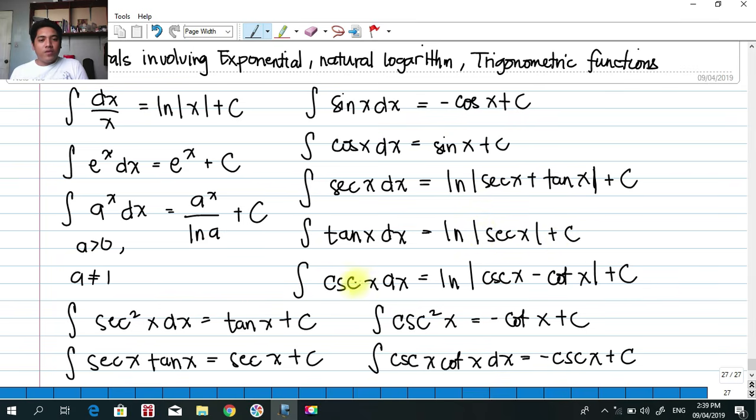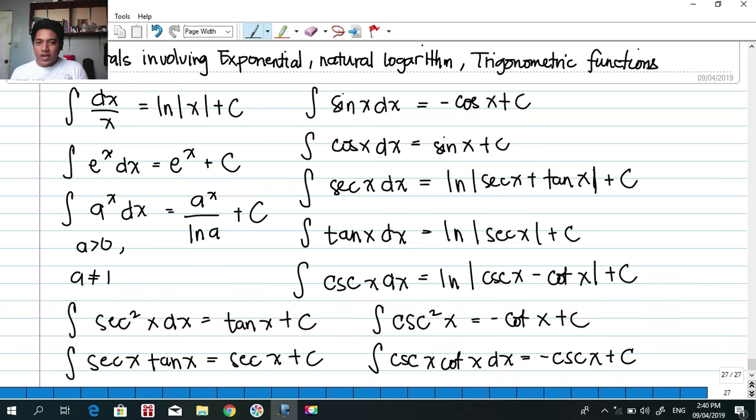Then the integral of cosecant x dx is equal to the natural logarithm of the absolute value of cosecant x minus cotangent x plus c. The integral of secant squared x dx is simply equal to tangent x plus c. The integral of secant x tangent x is equal to secant x plus c. The integral of cosecant squared x is equal to negative cotangent x plus c. And the integral of cosecant x cotangent x dx is simply equal to negative cosecant x plus c.